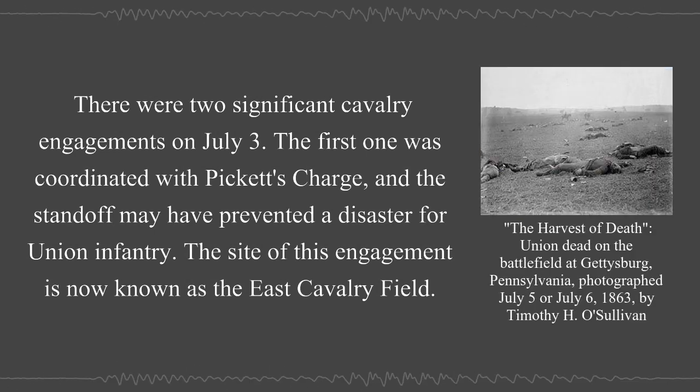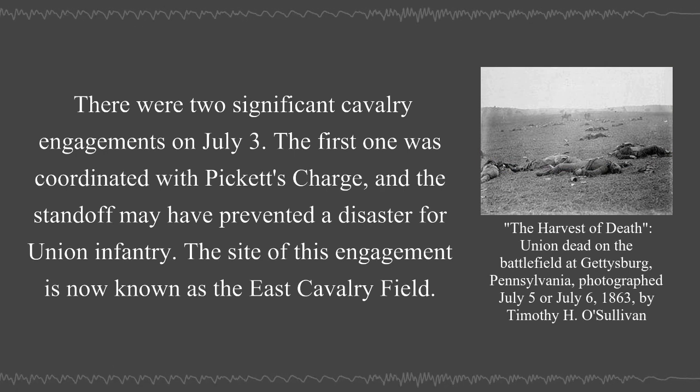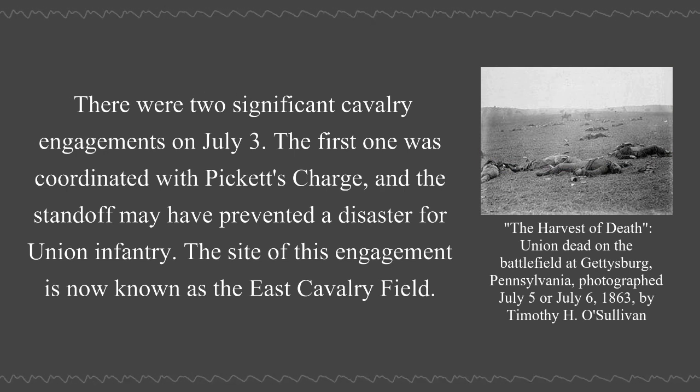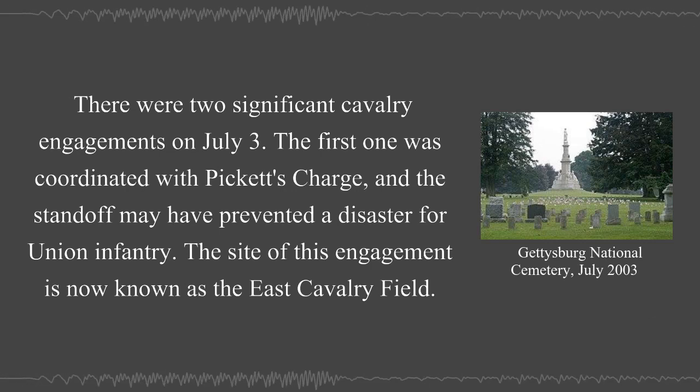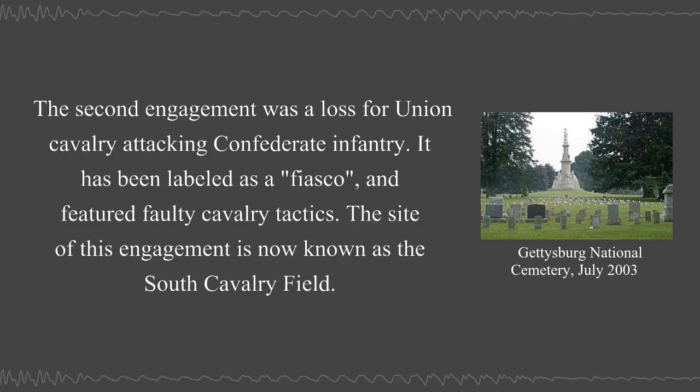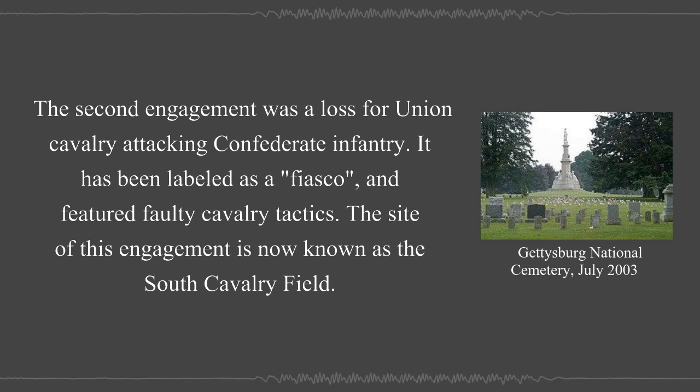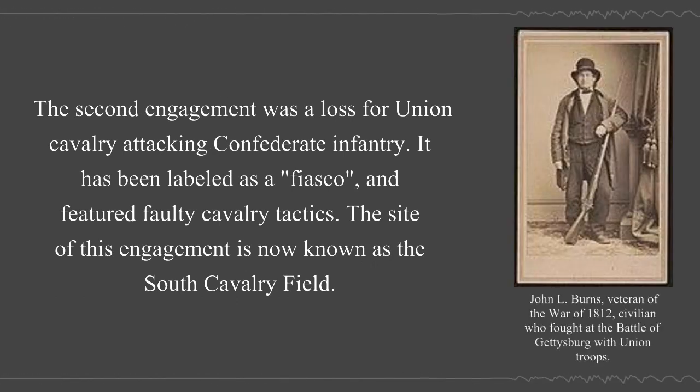There were 2 significant cavalry engagements on July 3. The first one was coordinated with Pickett's charge, and the standoff may have prevented a disaster for Union infantry. The site of this engagement is now known as the East Cavalry Field. The second engagement was a loss for Union cavalry attacking Confederate infantry. It has been labeled as a fiasco and featured faulty cavalry tactics. The site of this engagement is now known as the South Cavalry Field.